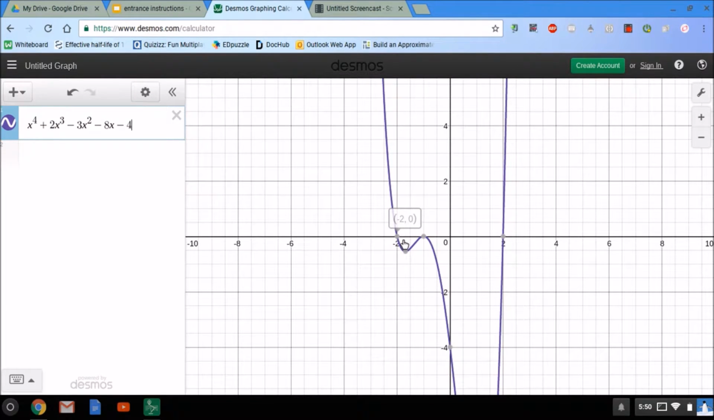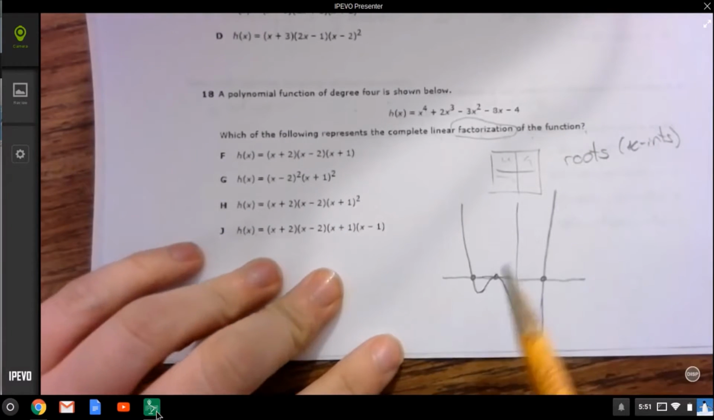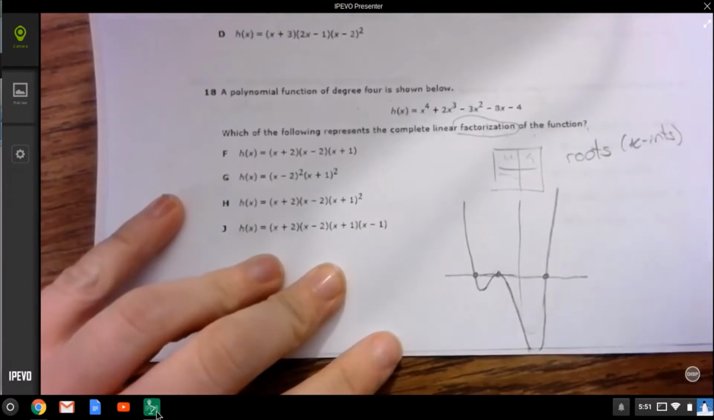I'm going to look at my x-intercepts. So I got negative 2. I got negative 1. I got 2. So my roots are negative 2, negative 1, and positive 2. So let me just sketch this on my paper real quick before I switch back. I've sketched this on my paper. Kind of. It's close enough.